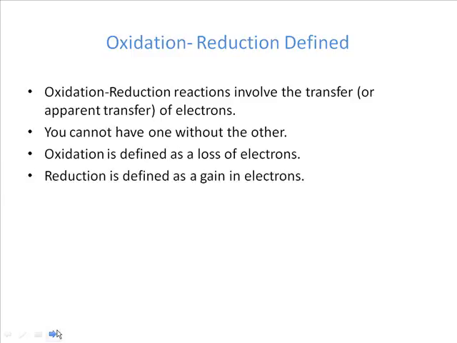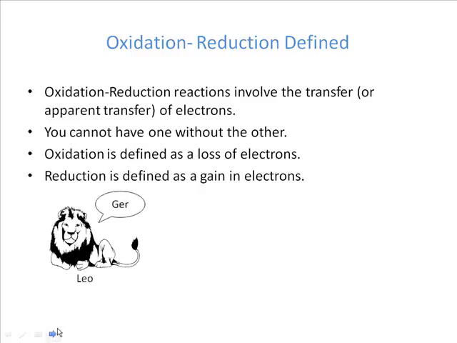So if something loses electrons, it's undergone oxidation. Something gains electrons, it's undergone reduction. Seems a little bit counterintuitive that reduction is actually gaining something, but we're gaining negatives. One way to remember this is Leo the lion goes grr. Losing electrons, oxidation. Gaining electrons is reduction.